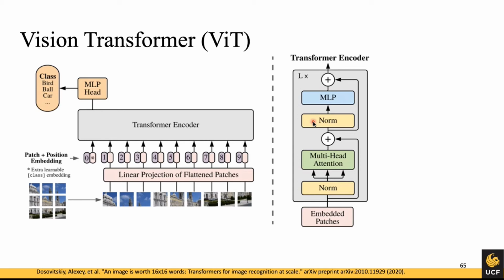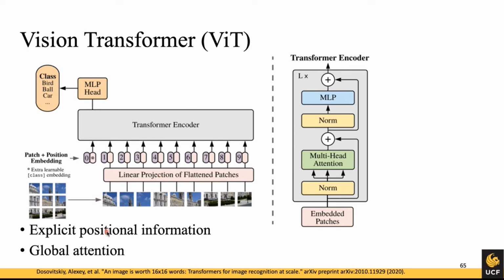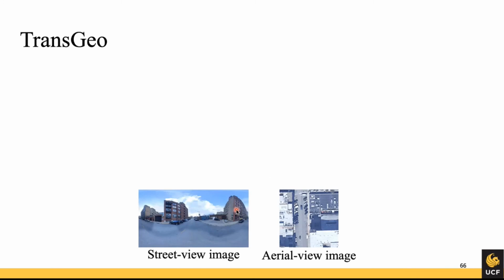Basically, in all the tasks people are exploring the vision transformer. It has a few nice properties. One is that, because of the positional embedding, it is able to explicitly explore the positional information. And also it is able to model global attention. So we want to leverage these two nice properties in this cross-view geolocalization task, and we propose a framework called TransGeo.